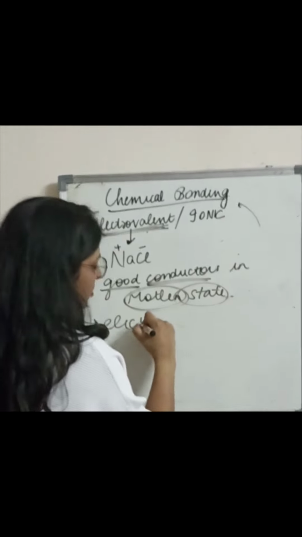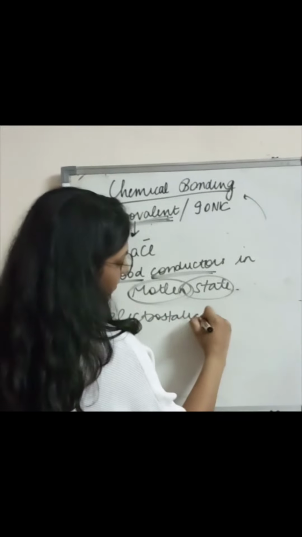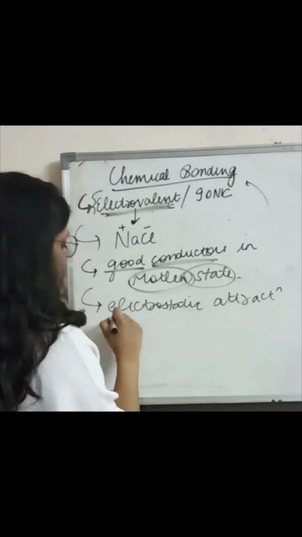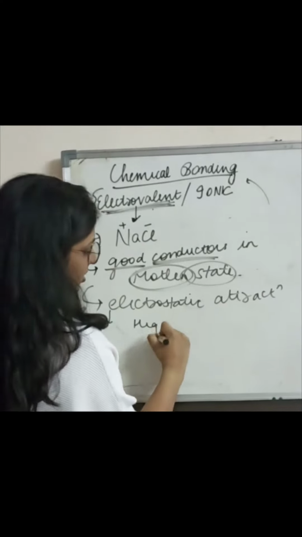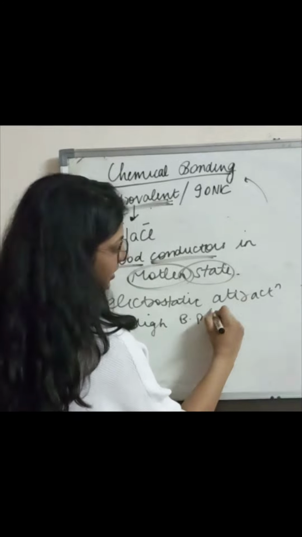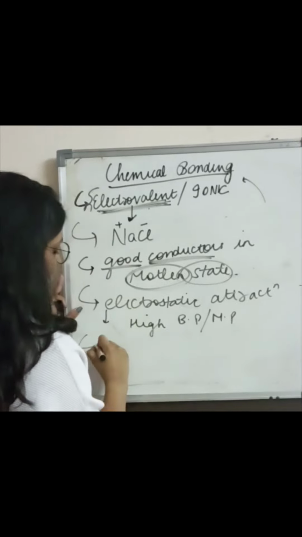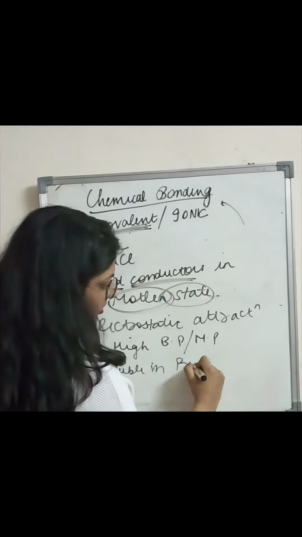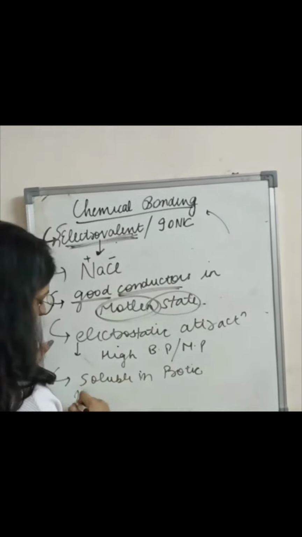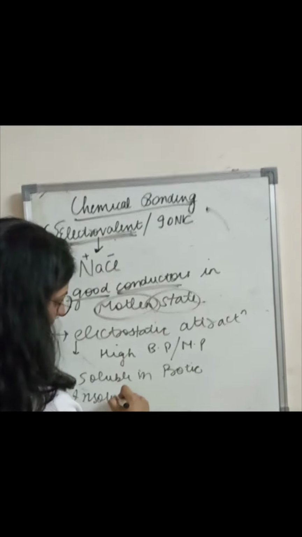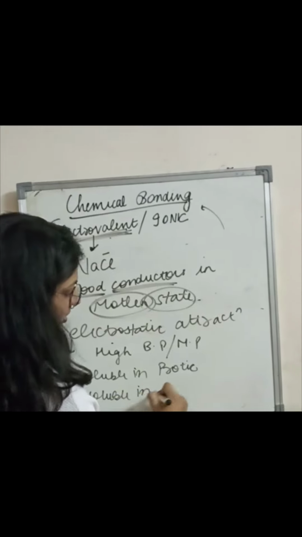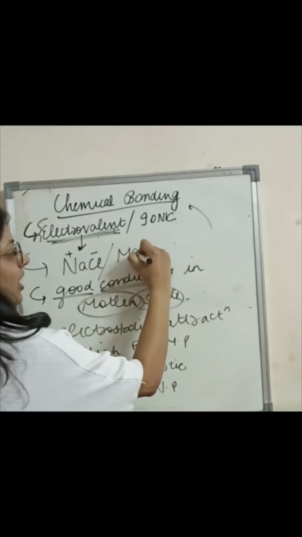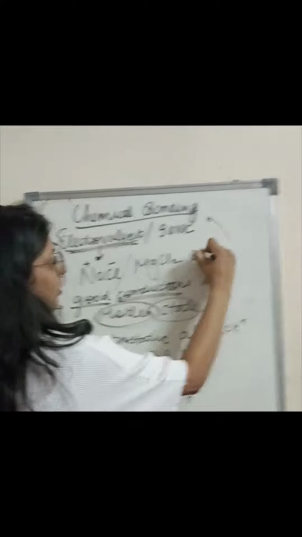Next, due to the electrostatic attractions between the ions, they have high boiling points and high melting points. These are usually soluble in polar solvents and insoluble in non-polar solvents. For example, NaCl, MgCl2, etc.